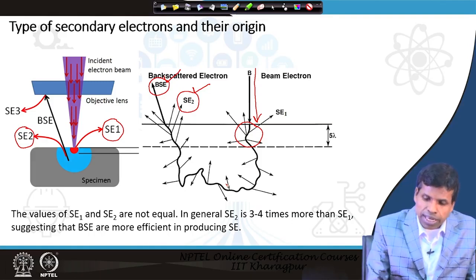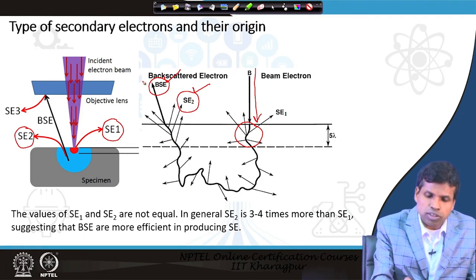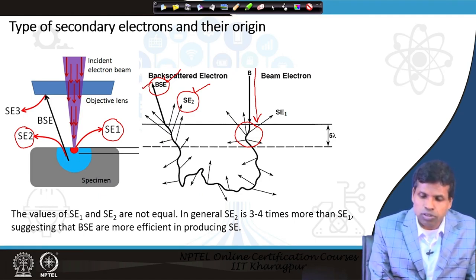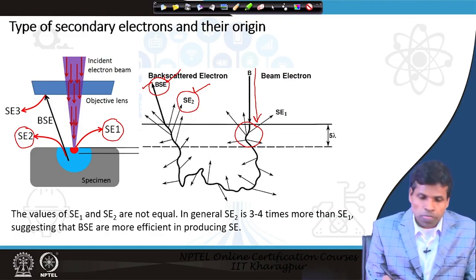The electrons which penetrate into the sample lose a lot of energy in the process. Therefore, the backscattered electrons coming out of the sample could also produce a lot of secondary electrons which have low energy, and those are termed SE2.